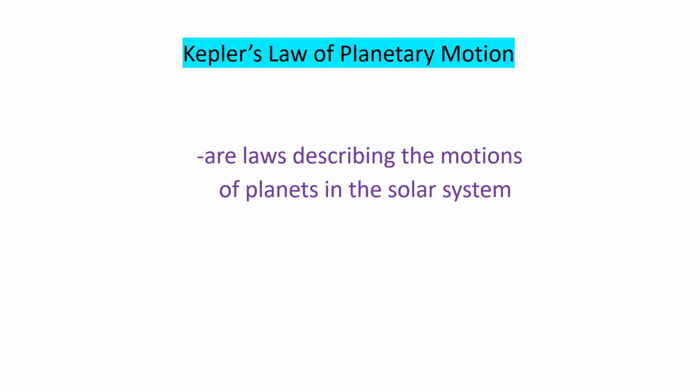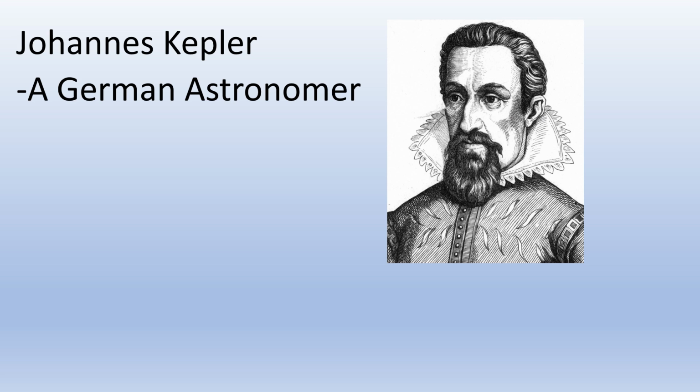Today we are going to talk about a very fun topic in physics. It's all about Kepler's laws of planetary motion. Kepler's laws of planetary motion are laws which describe the motion of planets in the solar system. They were all first derived by the German astronomer Johannes Kepler. There are three laws of planetary motion. Let us talk about them one by one.